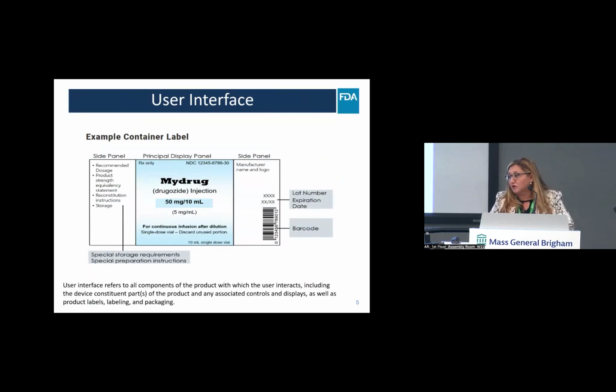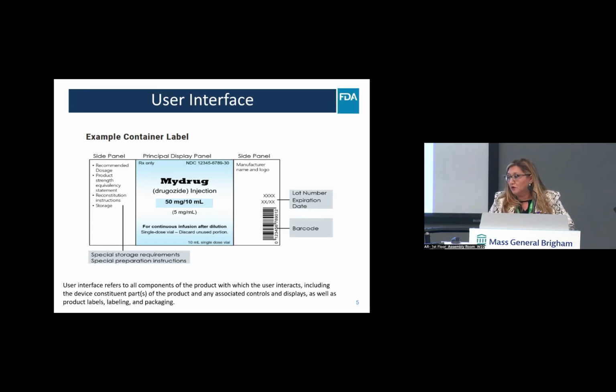This is an example of a container label. As you can see in this example, there is a primary display panel, which is the middle panel of a container label, could be a vial. And the user will rely on the critical information present on the display panel to make a decision whether it's the correct product, what's the strength of the product, and how to potentially administer it.